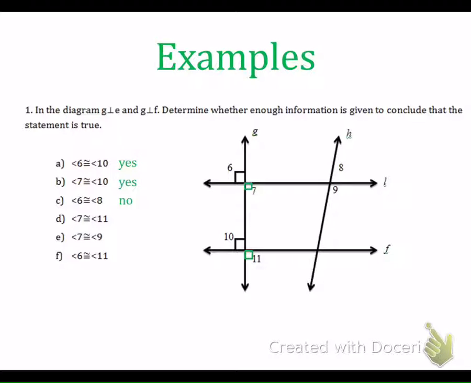So if there's no box, even if it looks like a 90-degree angle, if it's not at a place where perpendicular lines meet, you cannot conclude that it's a right angle. All right, so that one's a no. What about 7 and 11? Yes. That's a yes. They are both right angles again.